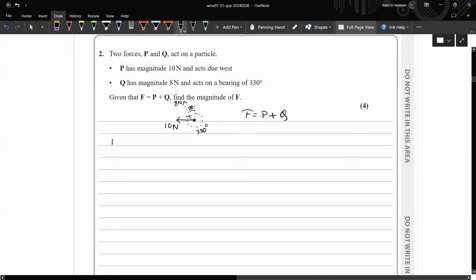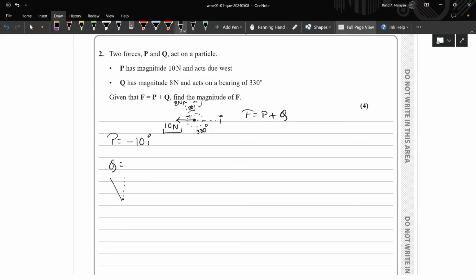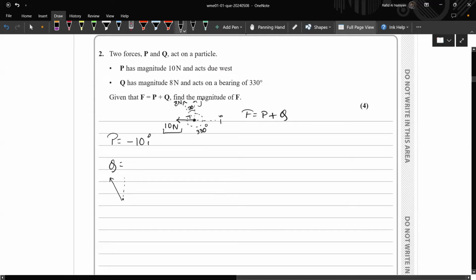So if I talk about P first, I can see that it's towards the left. And if I consider the horizontal as I and the vertical as J, then this P vector would be minus 10I. Okay, this would be minus 10I. And for Q, what I can write down is, so as this is 30 degrees, let me construct this triangle real quick. This is 8 newtons. This is 30 degrees, okay?